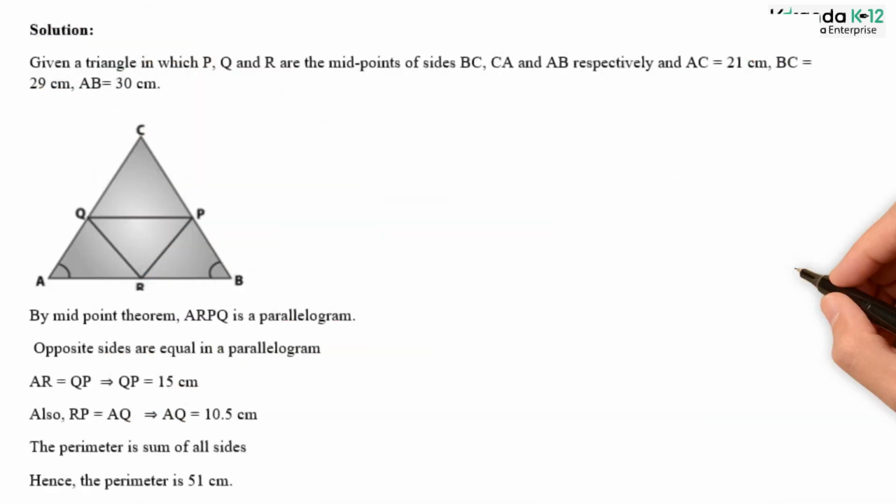Solution. Given a triangle in which P, Q and R are the midpoints of sides BC, CA and AB respectively and the measures of the sides are given. By midpoint theorem, ARPQ is a parallelogram and opposite sides of the parallelogram are always equal. Therefore, AR and QP is equal to 15 cm. Also, RP and AQ is equal to 10.5 cm. Hence, the perimeter of the quadrilateral would be 51 cm. Therefore, the right option is option C, 51 cm.